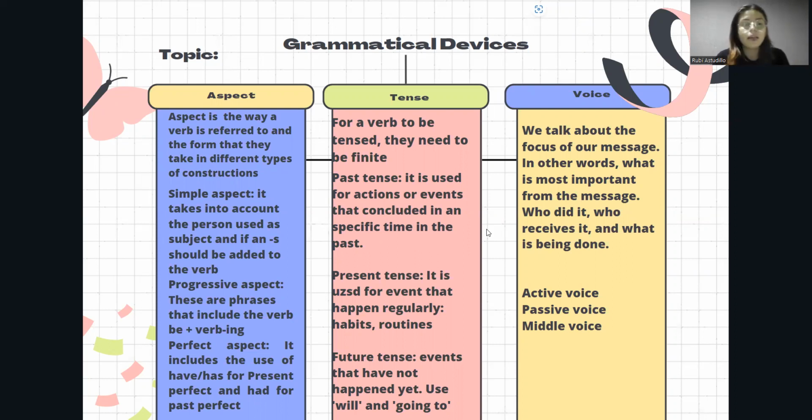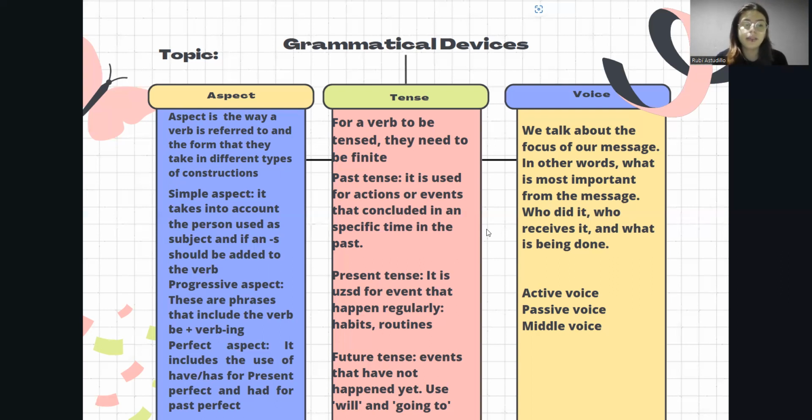The first one, simple aspect. It takes into account the person used as subject and event, and also if a verb needs to have an s added to the end. For example, if you use he, she, or it, we have to add the letter s or es at the end. For example, she walks, she writes. We add that s at the end.